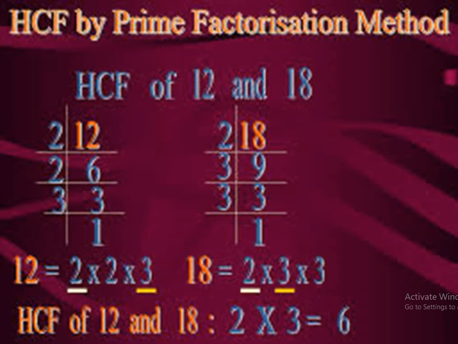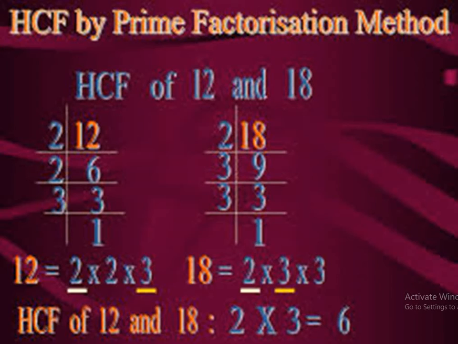Again, we are going to take another example to take out the HCF of 12 and 18. Factorizing 12, 12 comes in the table of 2, so 2 6s are 12. Then factorizing 6, 2 3s are 6, and 3 is again a prime number, 3 1s are 3. Similarly, we are going to factorize 18 and we get 2 into 3 into 3.